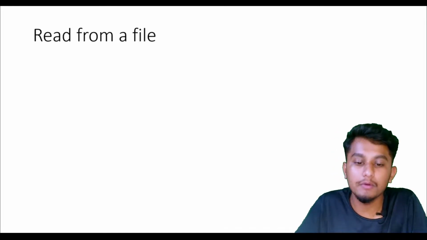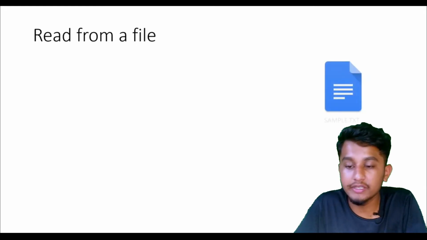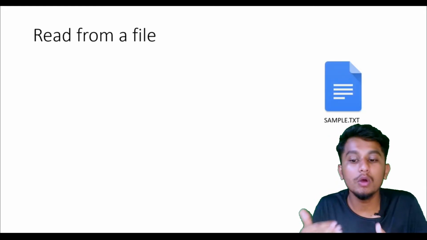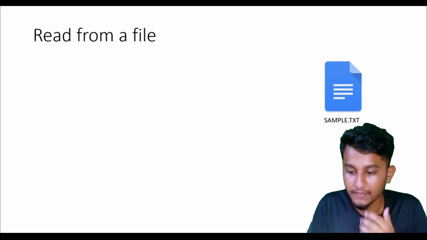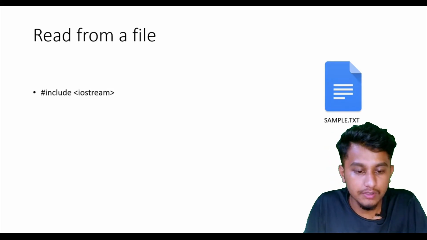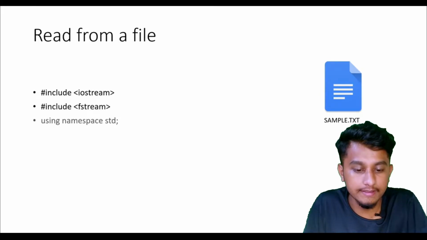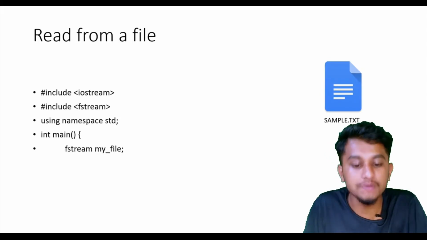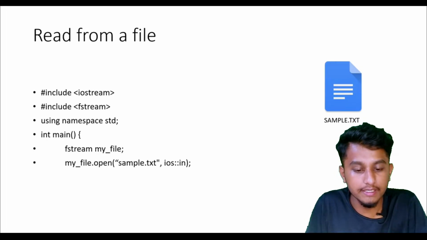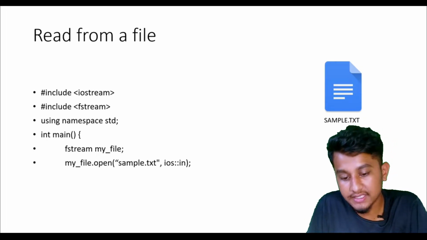Okay, now read from a file. Now we have a sample.txt already created, and we want to read the data from that. Now again we have to initialize the things like this, and the main function starts. Again in fstream we make an object, myfile, and open sample.txt with ios::in.